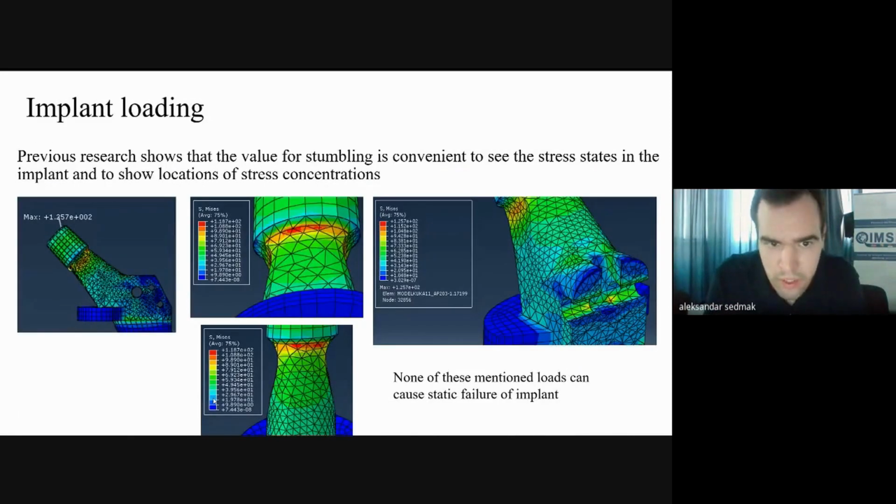Our previous research shows that the value for stumbling is fairly convenient for seeing the stress states on the implant, just to see the locations of maximal stress concentration. On the pictures below, you see to the left the location of maximum stress. None of these loads from the previous table can cause static failure of an implant. So this is just to see, in a linear elastic analysis, the stress states of an implant.